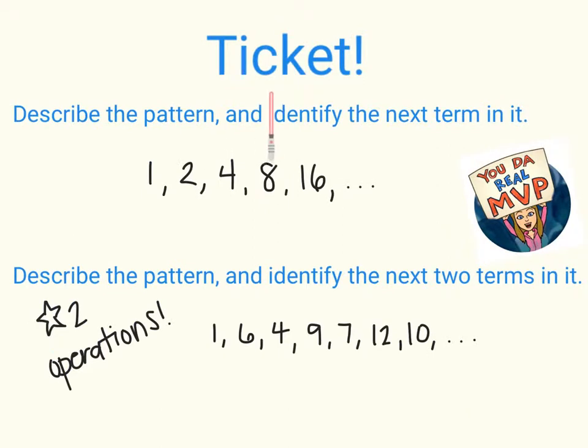For your ticket today, I will be checking these. You're first going to describe the pattern, so is it growing or shrinking, and then identify the next term in it. Remember that growing patterns increase, shrinking patterns decrease. On the next one, you're going to describe the pattern again, is it growing or shrinking? And then identify the next two terms in it. So as a hint, this one will have two operations like the one I was showing you on the last page. Good luck. I know you'll do swell.